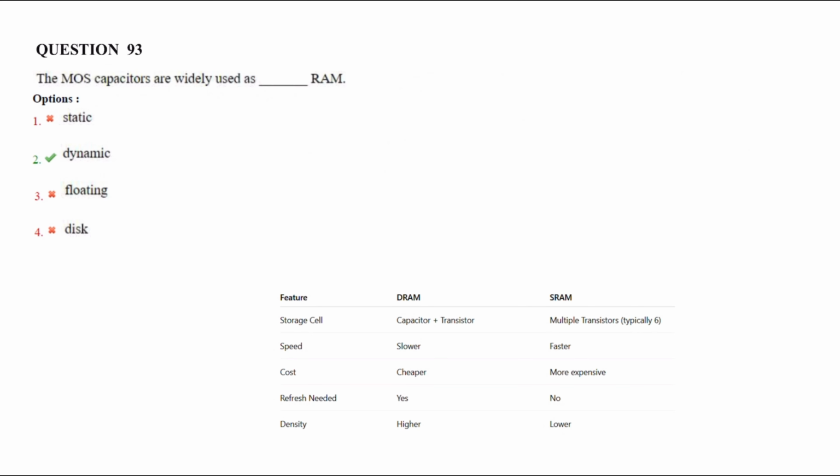Next question. MOS capacitors are widely used in dynamic RAM. So dynamic RAM uses a capacitor and a MOSFET, a MOS transistor, as a storage cell, whereas in case of static RAM, 6 transistors are used to manufacture a single cell. So DRAM is slower, cheaper, and the density is higher, whereas SRAMs are faster, more expensive, and lower density. So MOS capacitors are widely used in dynamic RAM, that is DRAM.